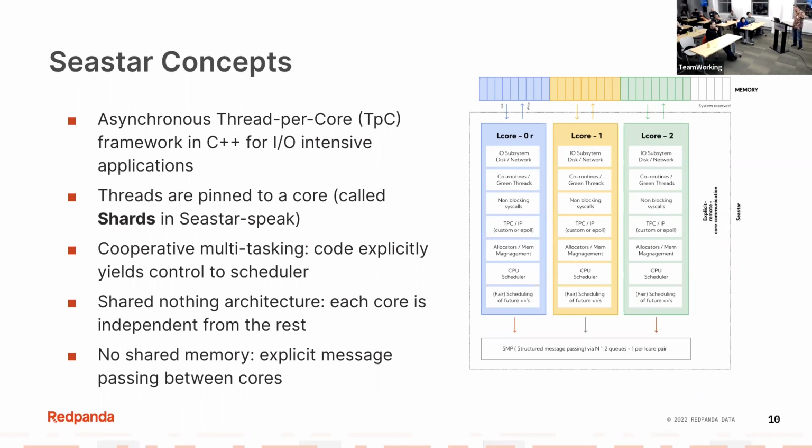It relies on cooperative multitasking. This is where coroutines come in, right? Your tasks have to explicitly yield control back to the scheduler so something else can run.